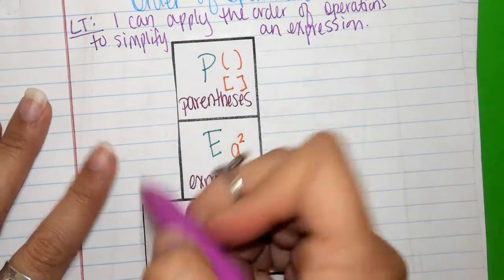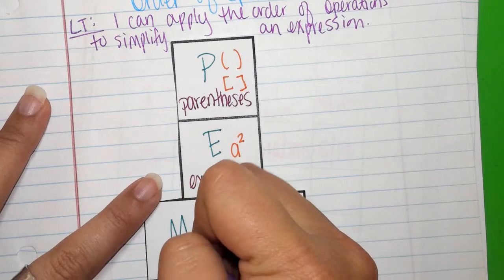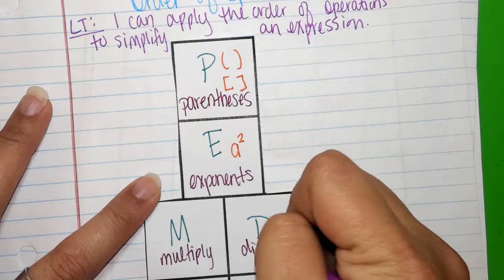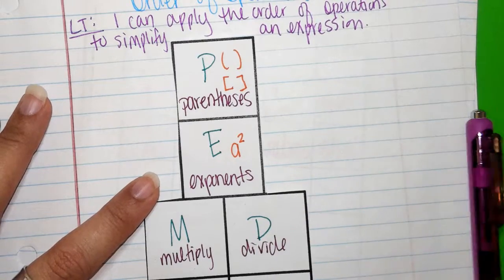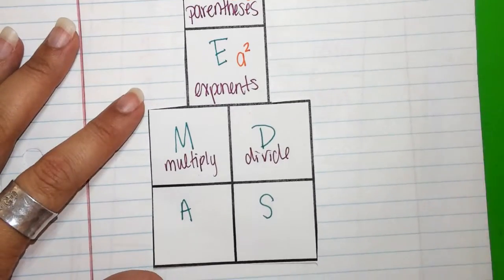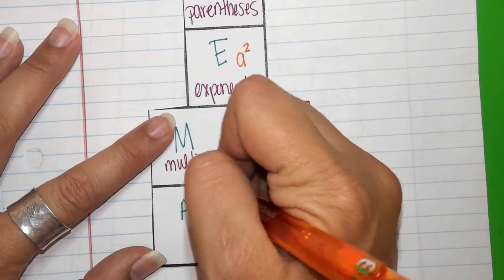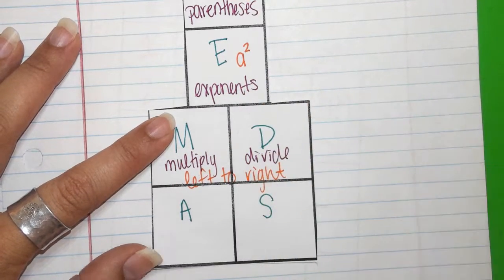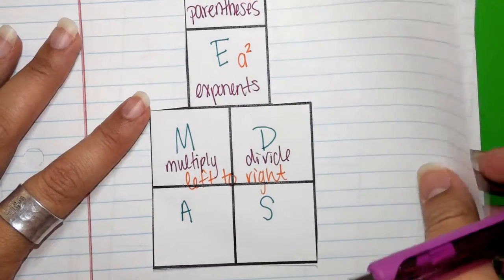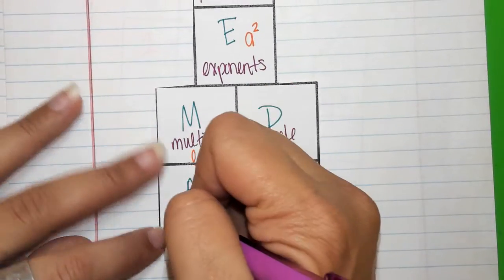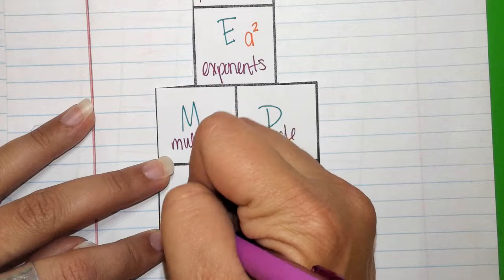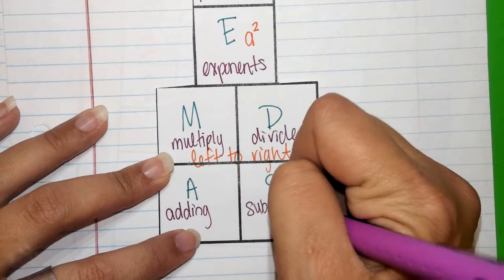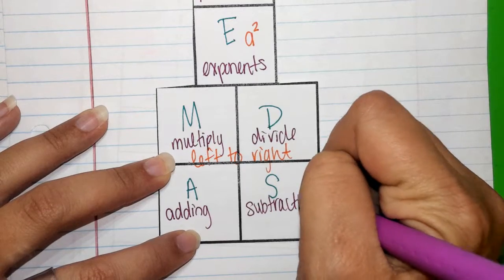The M is multiply. And divide. And then remember, we just said that we do that from left to right. Is it the same thing on adding and subtracting? So multiplying or adding may not necessarily be first. It depends on the left to right of your expression.